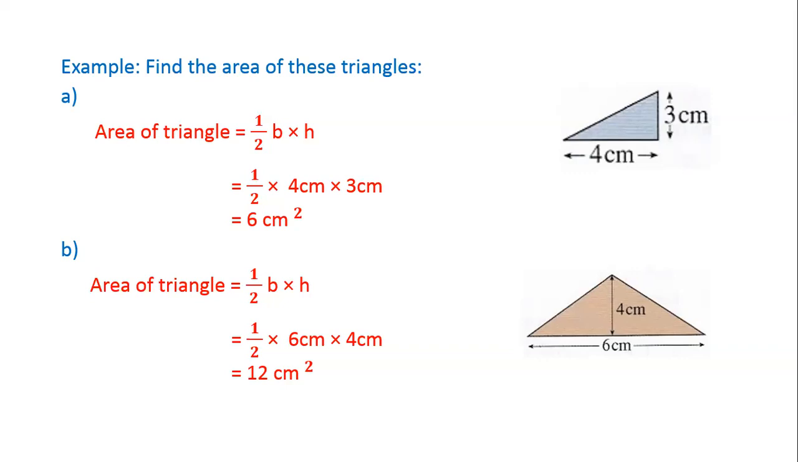Okay. The area of a triangle equals 1/2 times B times H. The height is 4 cm and the base is 6 cm. So I will do area equals 1/2 times 6 cm times 4 cm. And the answer will be 12.